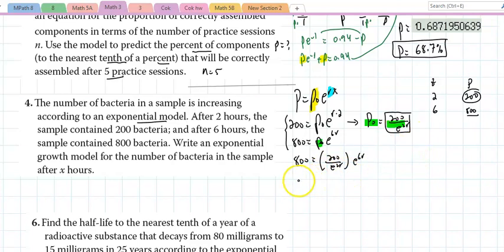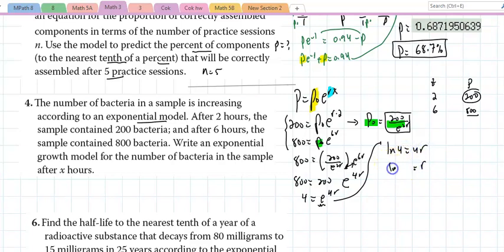And wouldn't you say this will yield 800 equal 200 e to the... Don't you subtract those because you're dividing? 6r minus 2r is 4r. This is an exponential equation. Isolate the exponential by itself. Divide by 200 on both sides. That's 4 equal e to the 4r. And now what? Log both sides. What base should I use to eliminate that exponential? Natural log. Natural log of 4 equal 4r. So r is natural log of 4 over 4.